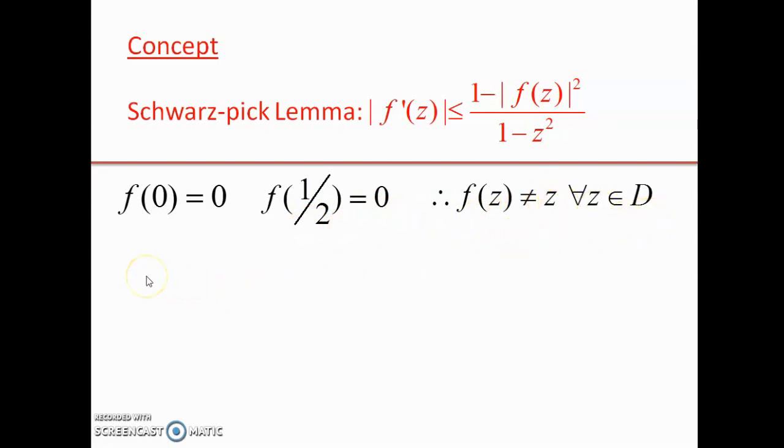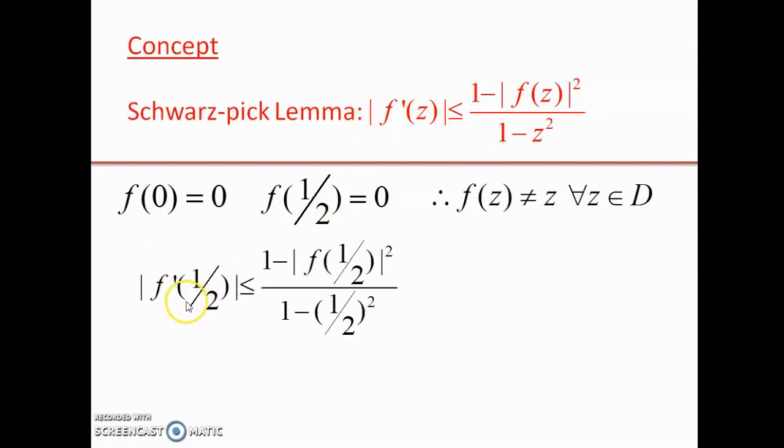Next, we need modulus f dash of 1 by 2's range. So there we are using this lemma. So we'll get modulus f dash of 1 by 2 less than or equal to 1 minus mod f of 1 by 2 whole square divided by 1 minus 1 by 2 whole square. Now we'll substitute f of 1 by 2's value. So we'll get 1 minus 0 divided by 1 minus 1 by 4. Simplify this, you'll get equal to 4 by 3. Therefore, f dash of 1 by 2 is less than or equal to 4 by 3.